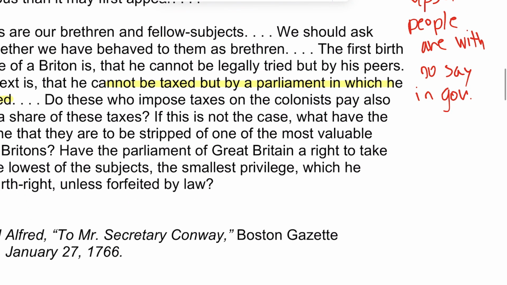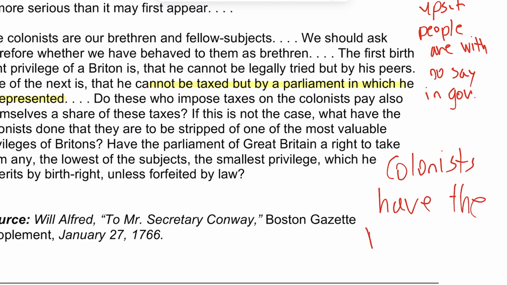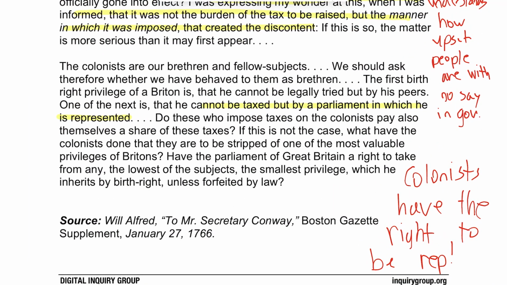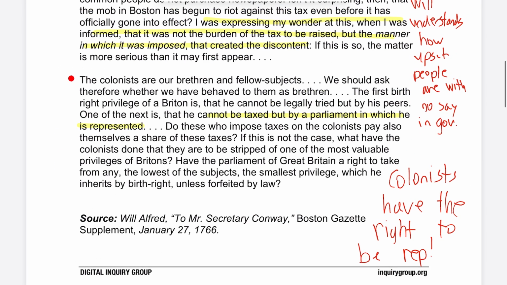Wow. So Will is saying, in this case, that colonists have the right to be represented. It's a right of every Briton. Will here agrees that they should have that right and it should not be taken from them.